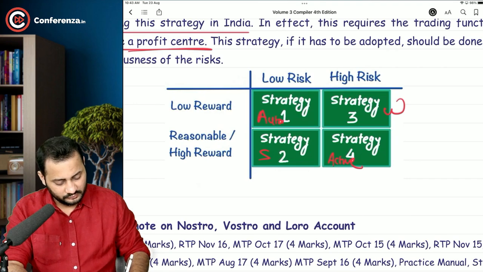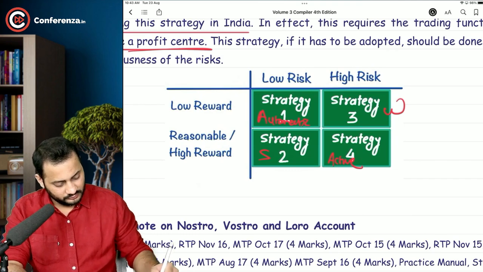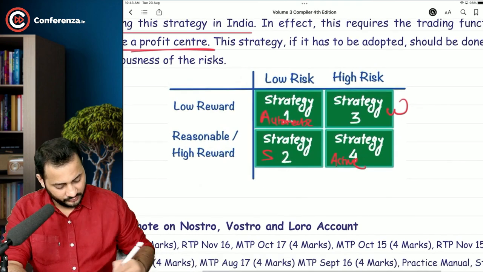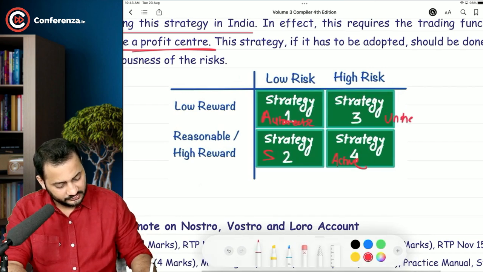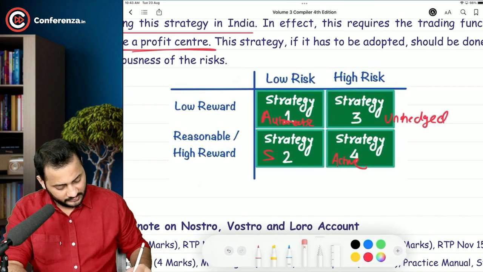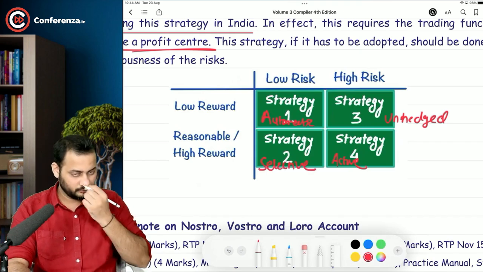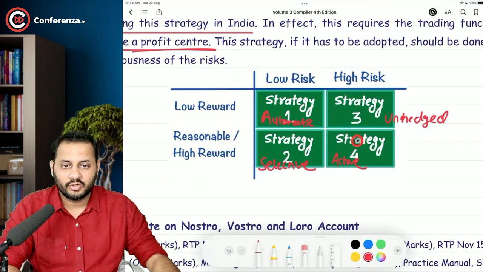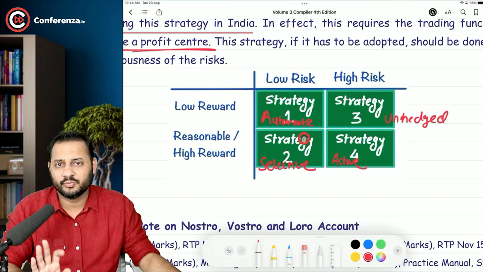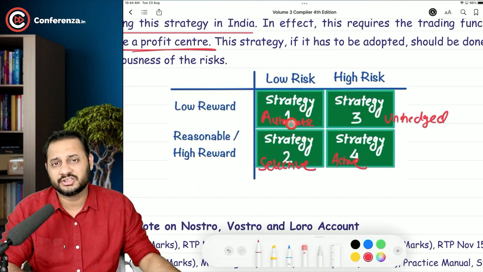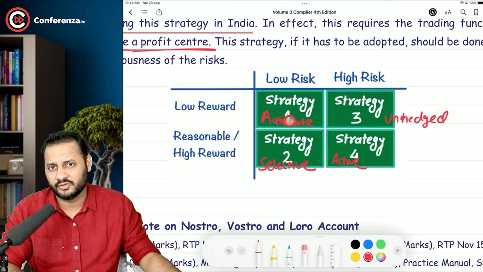Active, automatic, unhedged and selective. Only 4 words that you need to remember. So these are the 4 things. Automatic means these 4 words have to be remembered in order to find out which strategy is given in the situation or followed in the situation.